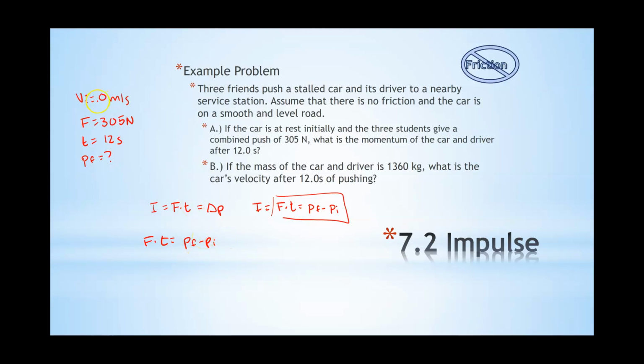However, if my initial speed is 0, think about what my initial momentum has to be. Right? If my initial speed is 0, then my initial momentum is 0. So this term actually goes away. As a result, my final momentum is going to equal the force times the time. So we're going to go ahead and plug all that information in: 305 newtons times 12 seconds.